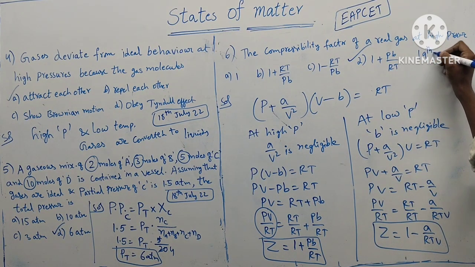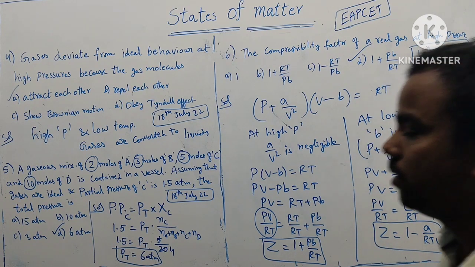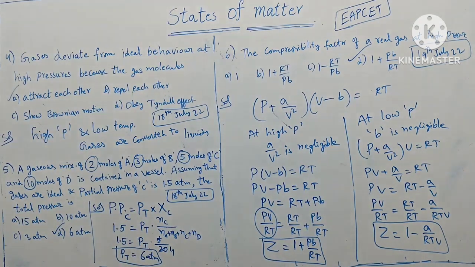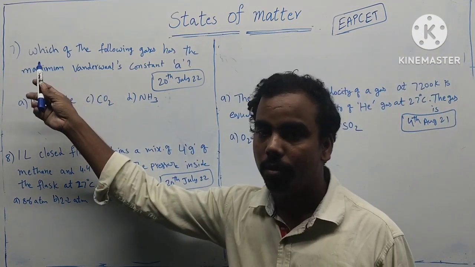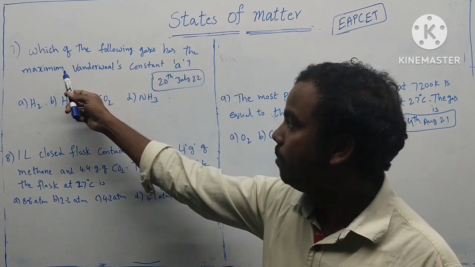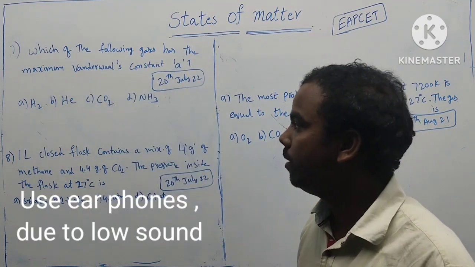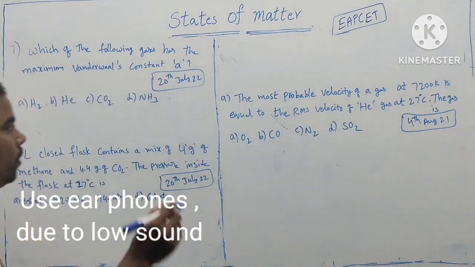It is a 19th July 2022 question. Okay, note this. See the next question. Which of the following gases has the maximum van der Waals constant a? So here, very important one.